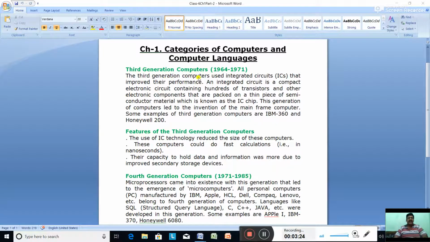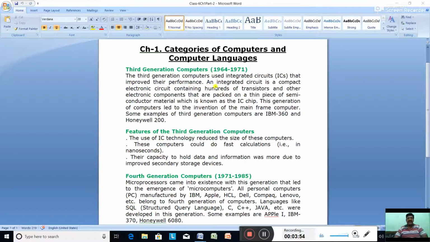The third generation computers used integrated circuits, say ICs. It was the main component of the third generation of computer. Once again I repeat, in the first generation the main component was vacuum tubes, in the second generation main component was transistor, and in the third generation main component was integrated circuits or ICs. So because of integrated circuits, these computers improved their performance.